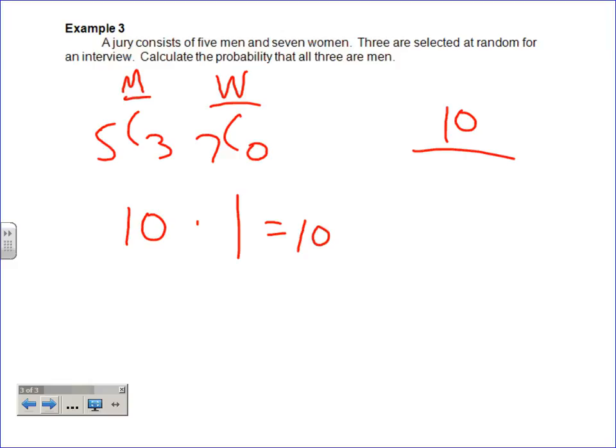Okay, so we have 12 people, correct? And I want to know how many ways I can do what? Choose 3 of them, right? And does it matter, again, the order? No, it doesn't matter. So your denominator is going to be, well, if there's 12 of them, how many ways can I pull 3 out of there for an interview? Not caring if I choose this person first, then that person second, or vice versa. And we get probably a lower number than you expected.